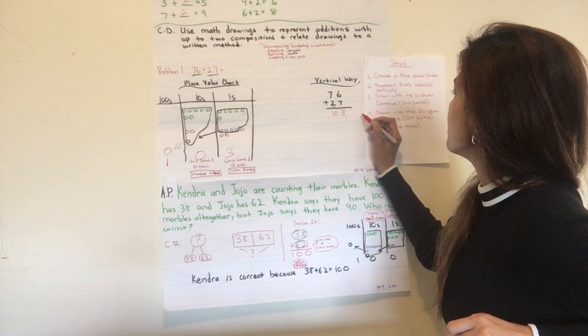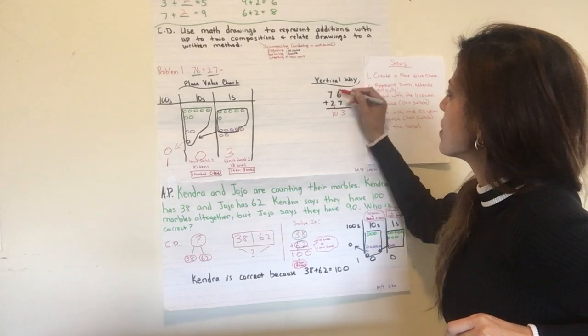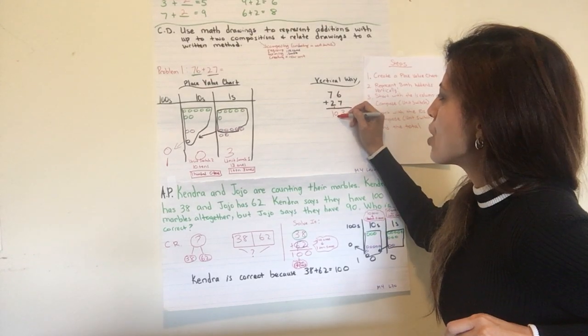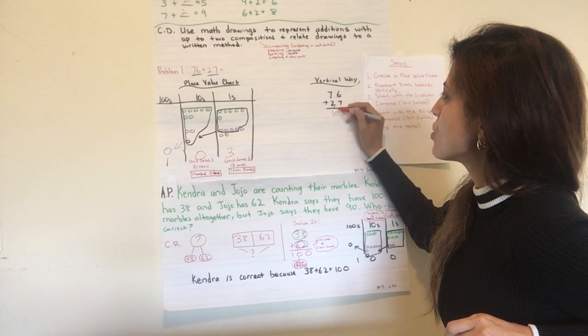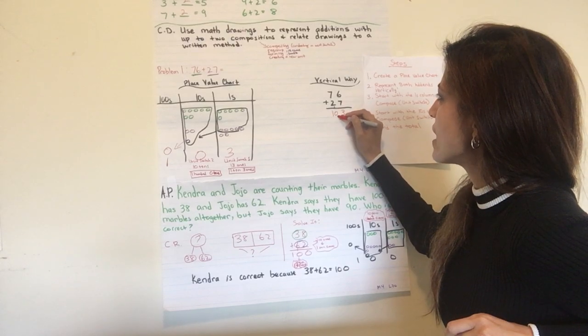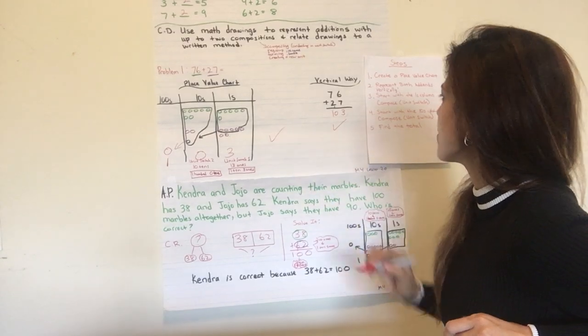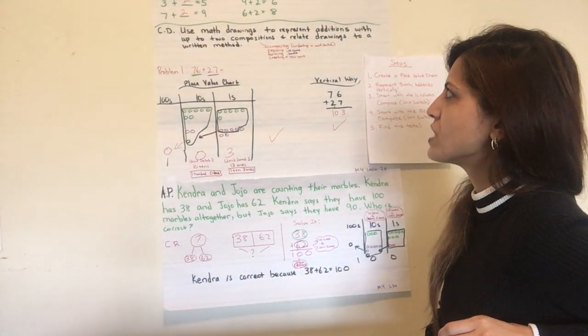Now I'm going to go to the what? The tens column. 7 tens plus 2 tens plus 1 ten equals 10 tens. 10 tens, we're going to rename that to 100 and 0 tens. The answer is 103. Do they match? Yes, they do. Okay, did you see how we did that?